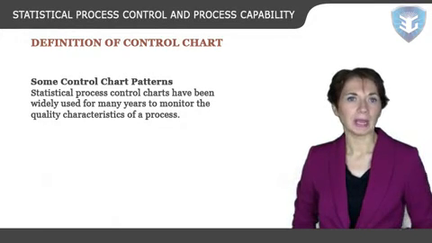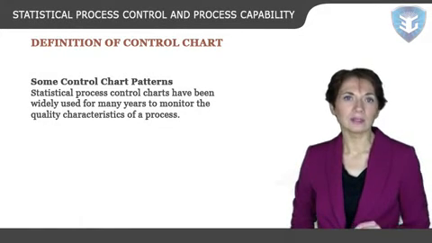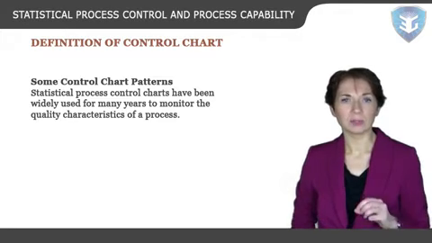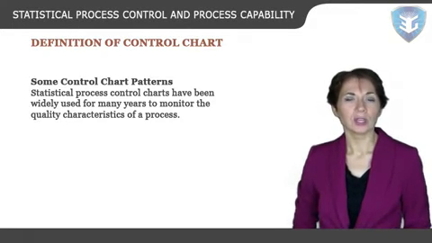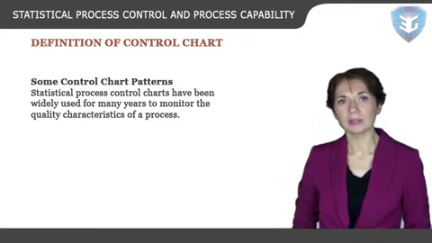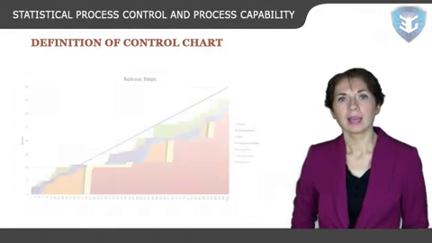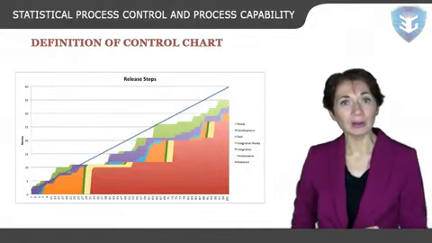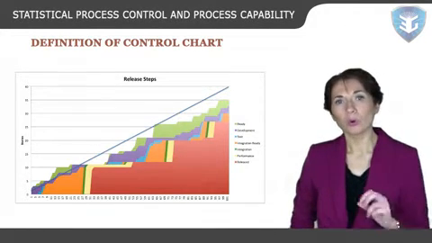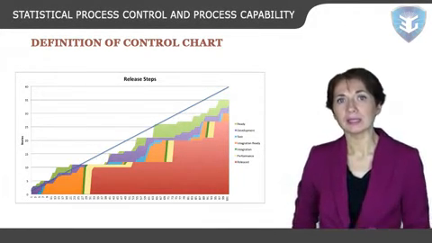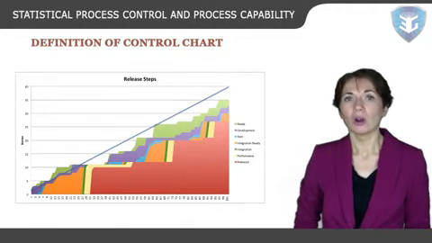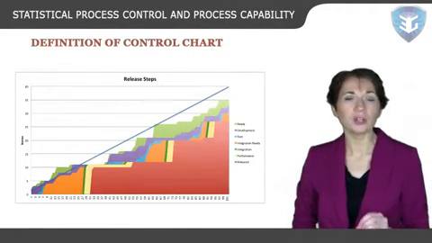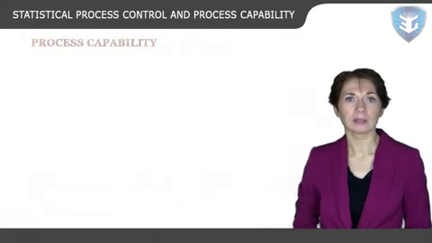Some control chart patterns. Statistical process control charts have been widely used for many years to monitor the quality characteristics of a process. A process is considered out of control if a point falls outside the control limits or a series of points exhibit an unnatural pattern, also known as non-random variation.